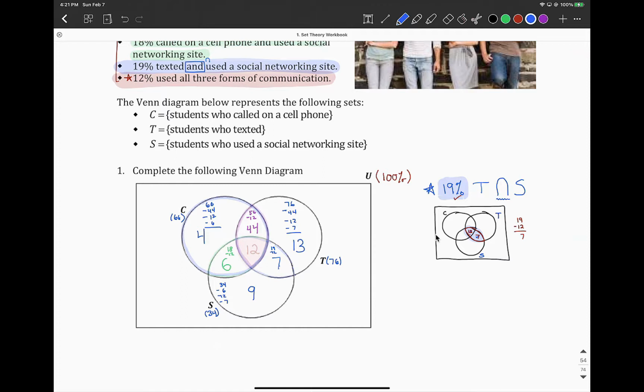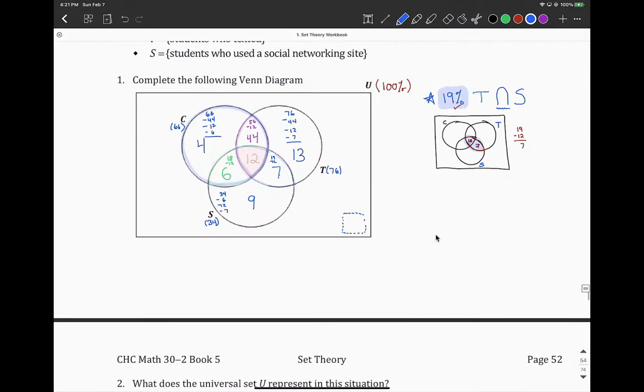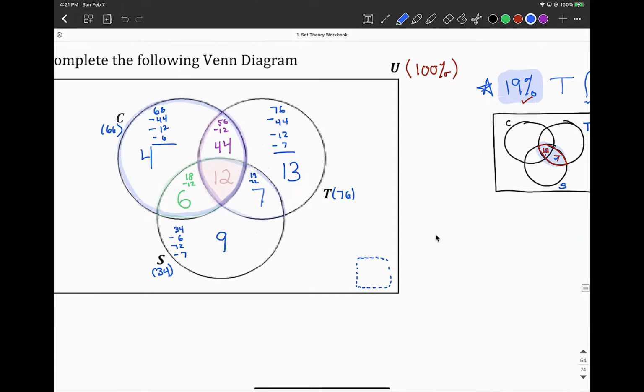Now, we just do want to be a little bit careful here. I feel like I'm missing a number. That sneaky little outside number. The people who did not do anything, they did not make a statement, but that does not mean that there's no number on the outside. I will just double check. So far, starting in the middle, I found out there was 12, then 44, then 6, then 7, then 4, then 13, and then 9.